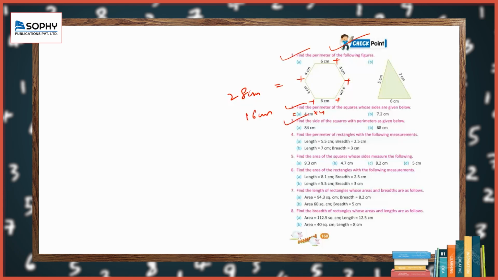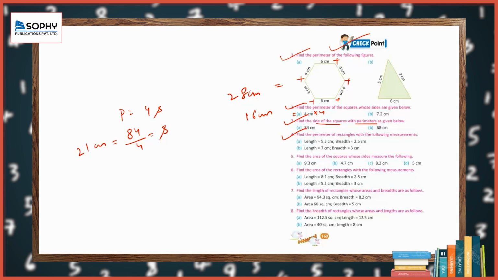In the next one, we have to find the side of these squares with perimeter as given below. Perimeter is equal to 4 into side, students, and that is equal to 84. So 84 by 4 is equal to side, that is equal to, very good students, 21 centimeter.